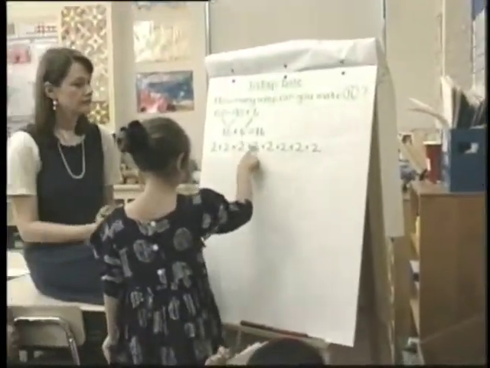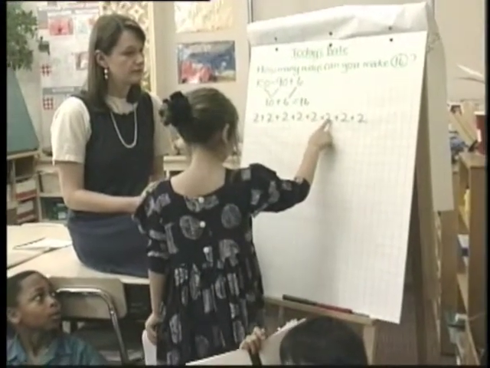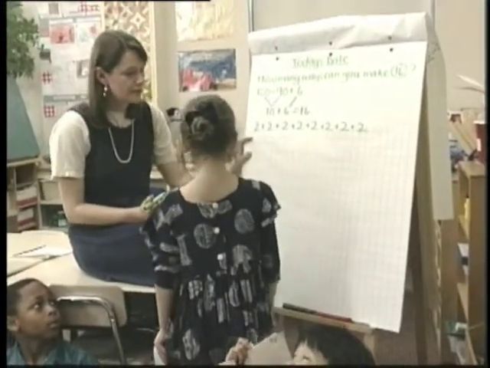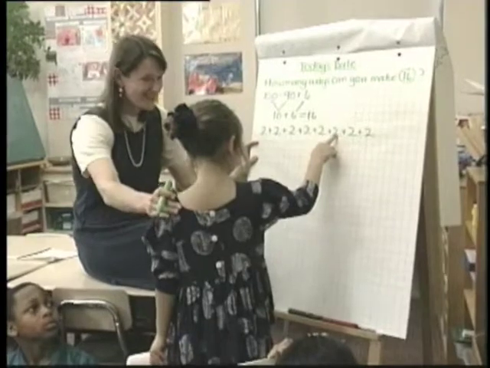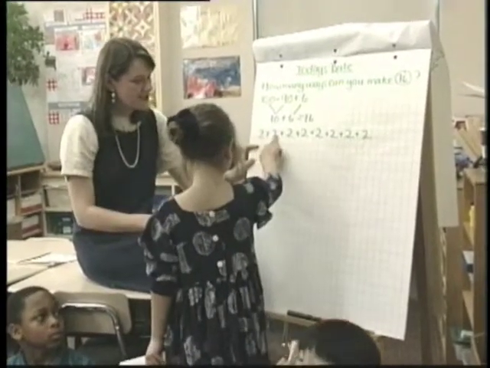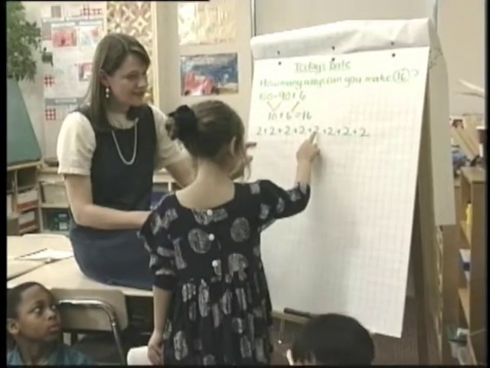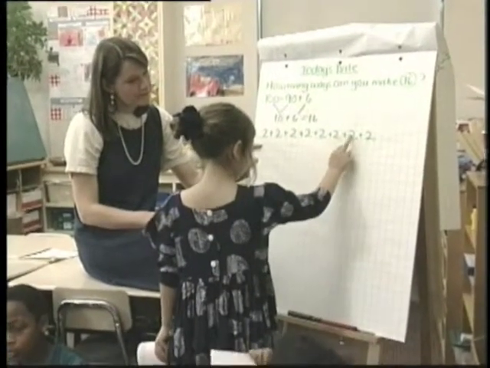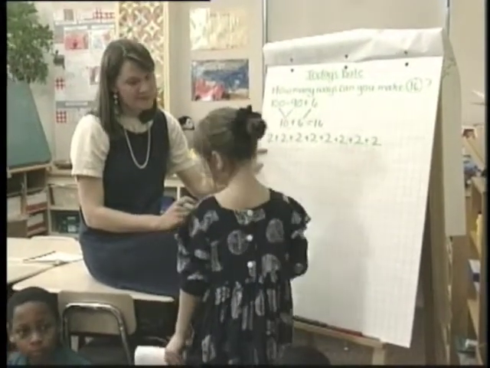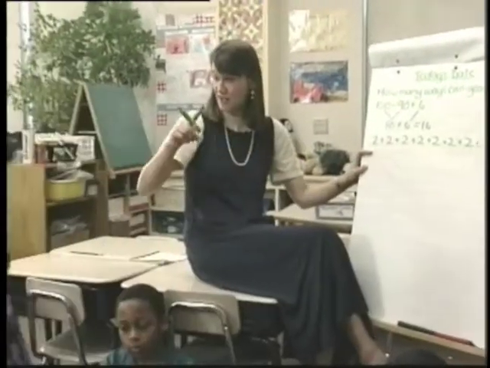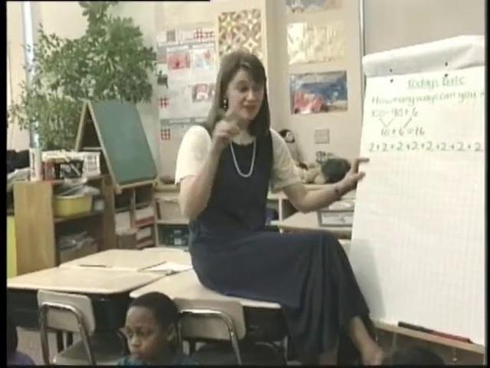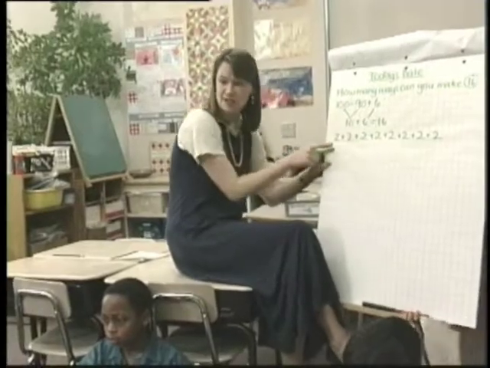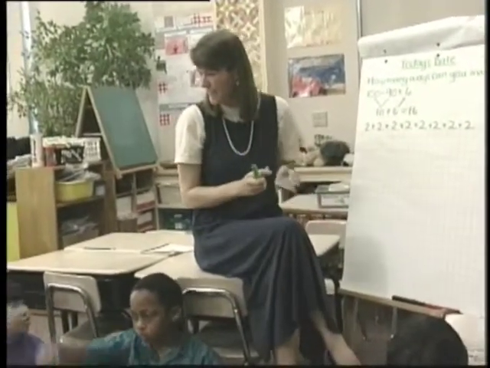2, 4, 6, 8, 12. It's okay. Try again. Start. 2, 4, 6, 8, 10, 12, 14, 16. Fantastic. So Serena counted by twos, and that helped her to figure out that Jason had the right number. Did anybody think about it in a different way?